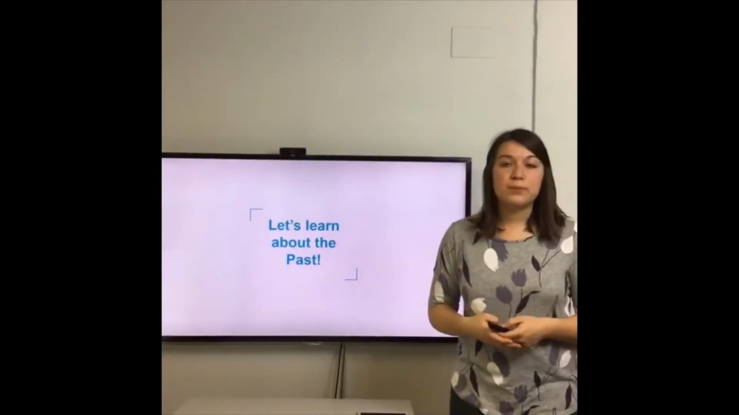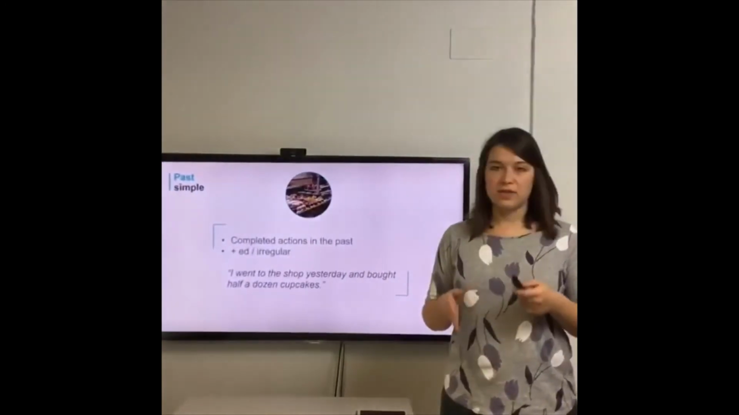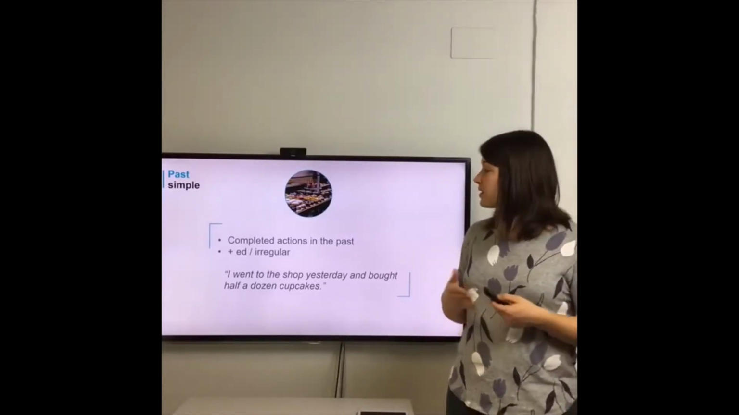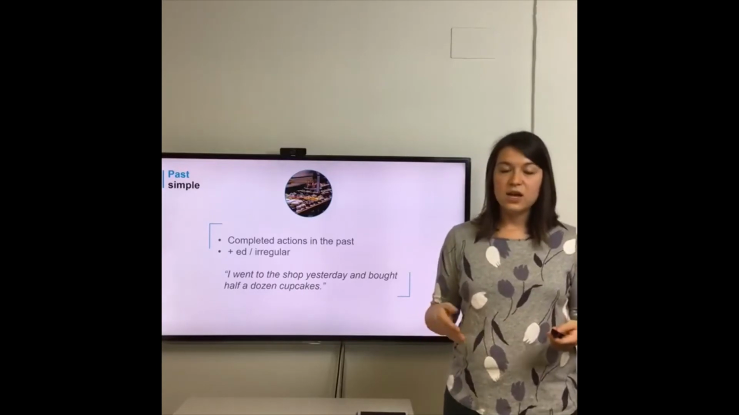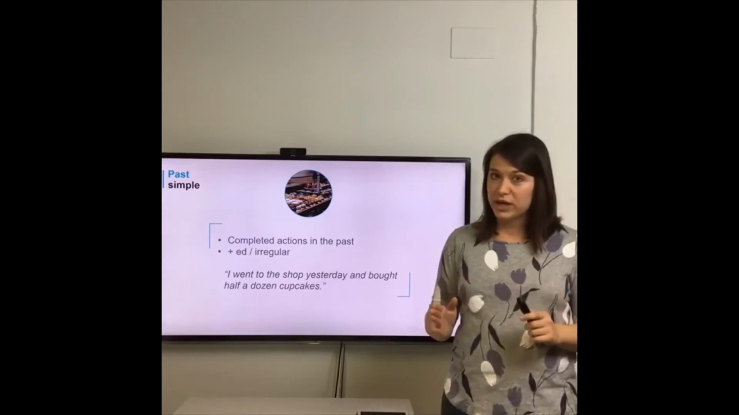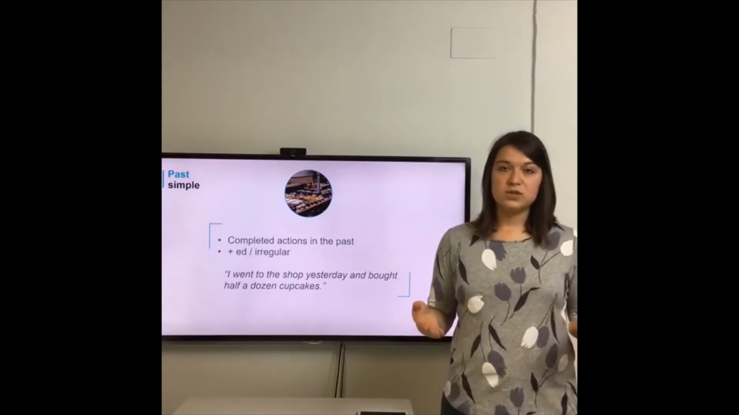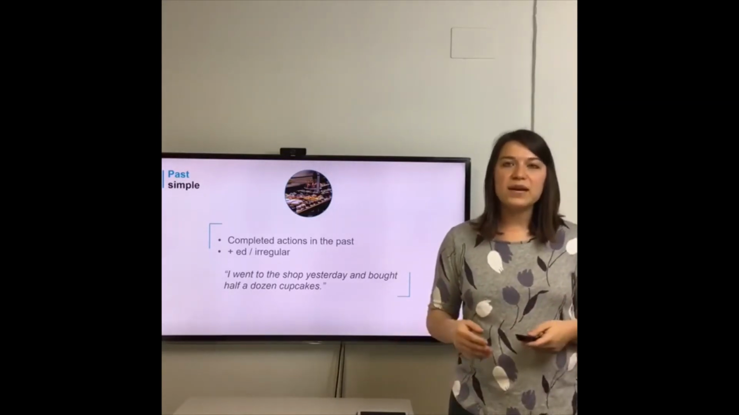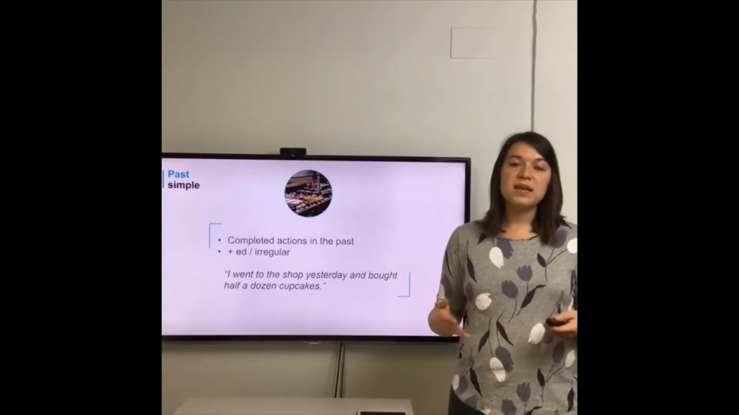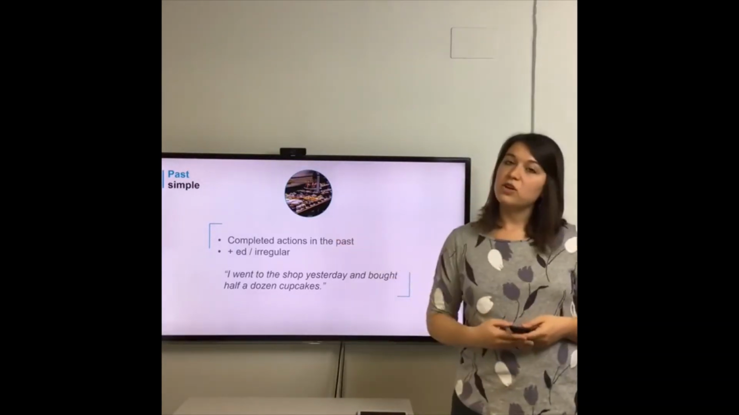Now that we've looked at the present tenses, let's move on to the past. First, we'll start with the basics. Again, the past simple. We use the past simple to talk about completed actions in the past. We form the past simple by adding ed if it's a regular verb, and if it's irregular, you have to just memorize them. So there are a lot of irregular verbs. I recommend making note cards, reviewing them, trying to memorize them in groups. That's the best way to remember irregular verbs. Otherwise, if it's regular, you add ed.